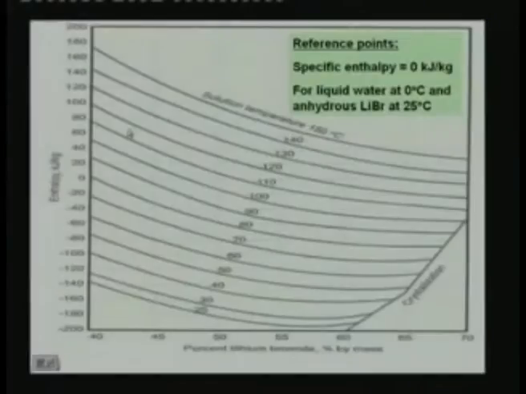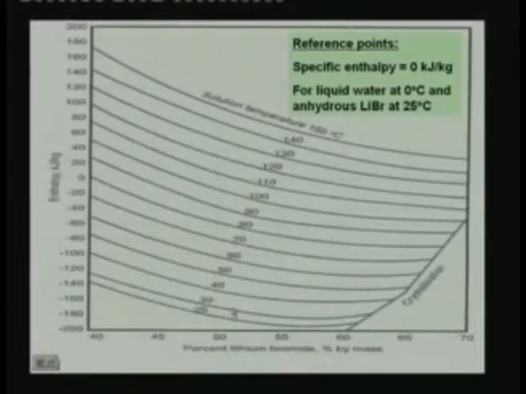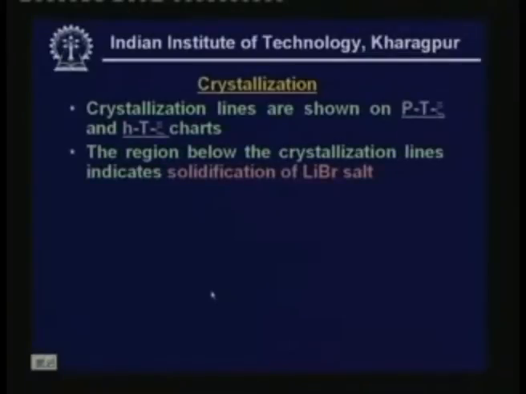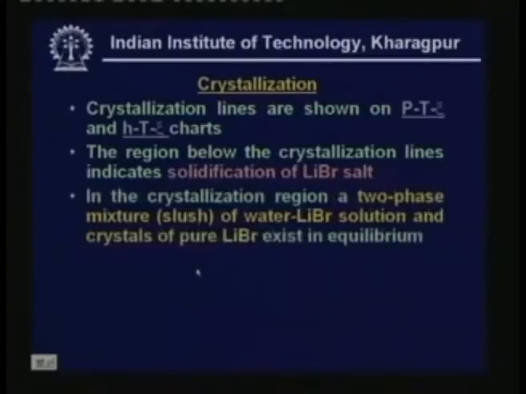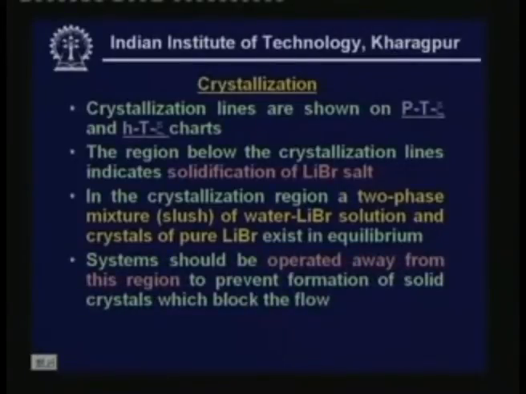Same thing is shown in HTX chart also. Again in the HTX chart, this is your crystallization zone, and you should operate your system away from this crystallization region. So as I mentioned, the region below the crystallization lines indicates solidification of lithium bromide salt. In fact, it's called a slushy region because in this particular region you have a two-phase mixture which is a slush of water lithium bromide solution and crystals of pure lithium bromide, and they exist in equilibrium. And the system should be operated away from this region to prevent formation of solid crystals which block the flow.